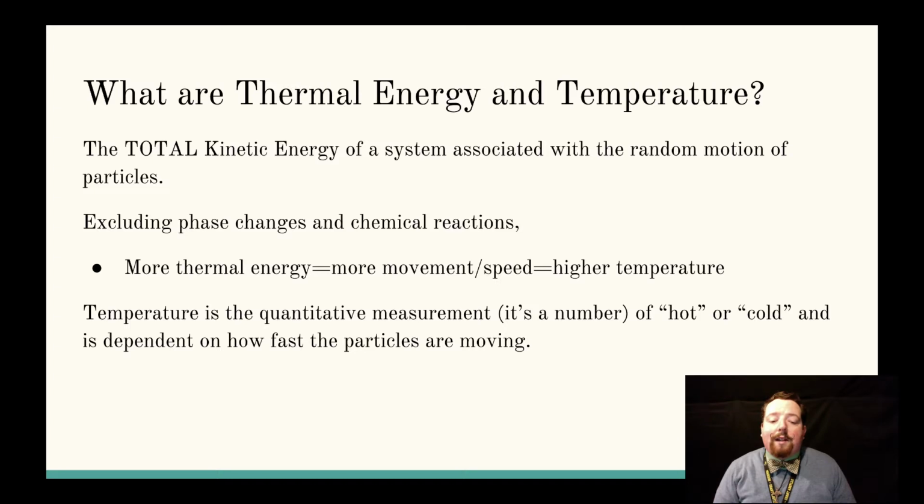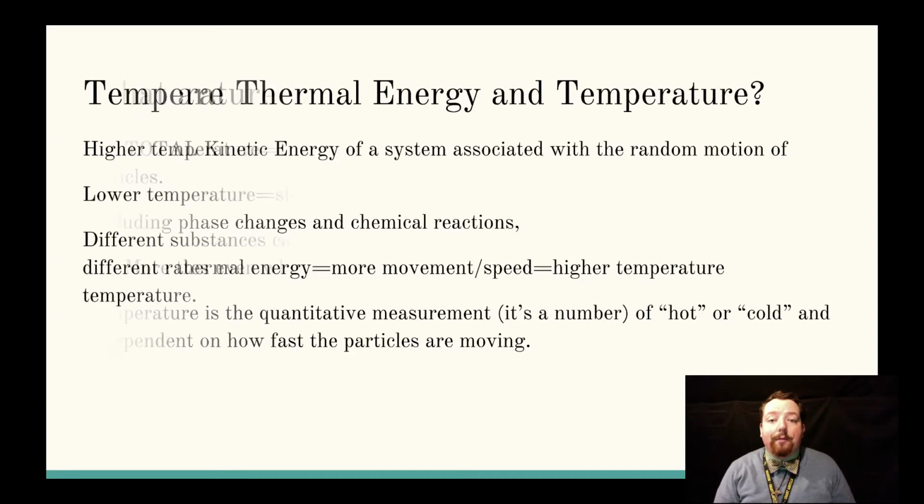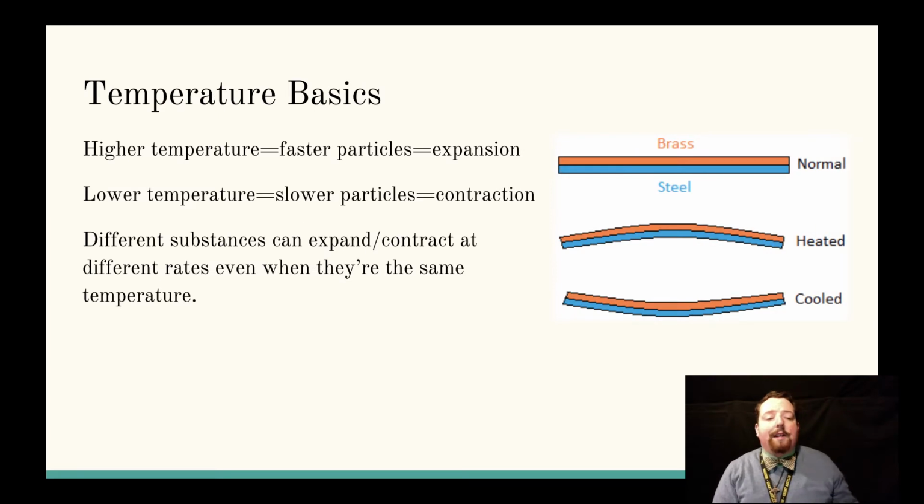Temperature is nothing more than a quantitative measurement, or a number, that tells us how hot or cold something is, and it is dependent on how fast the particles are moving. So, very basic concepts. When you have a higher temperature, the particles are moving faster. And if the particles are moving faster, they can move further away from each other, and that causes what we call thermal expansion. If they have a lower temperature, the particles are usually moving slower, and that causes a contraction, where the particles get closer together.